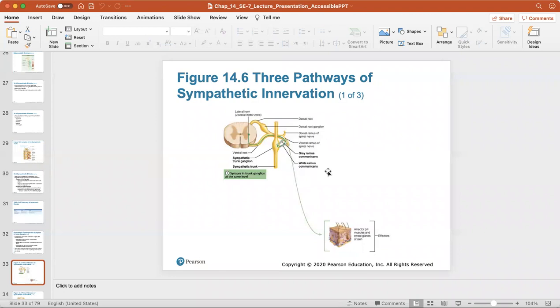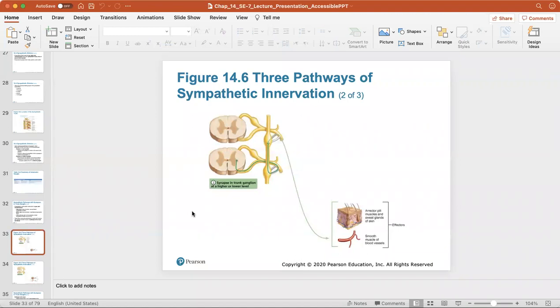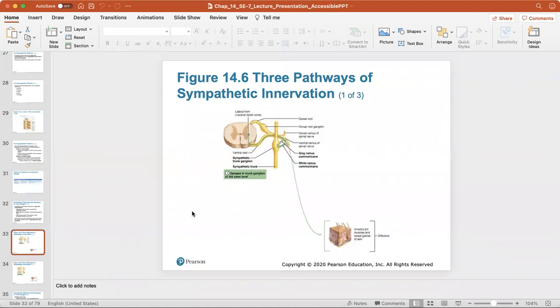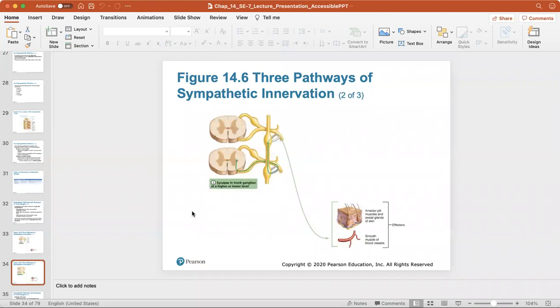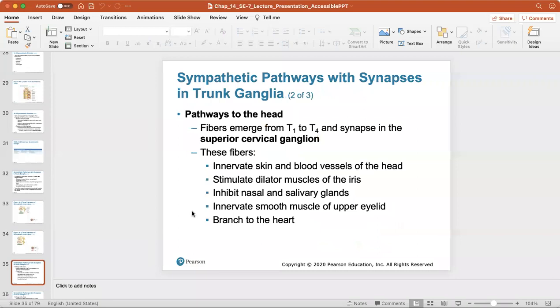So here are the three pathways of sympathetic innervation. These are just the three different pathways, and you can see here step by step. The first step is that the synapse happens in the trunk ganglion at the same level. That just means that in order to innervate an organ in sympathetic innervation, the synapse will happen right at the same level as the trunk ganglia, or the synapse in the trunk ganglia will happen at a higher or lower level. For example, if an effector is going to smooth muscles, blood vessels, or the erector pili muscles.